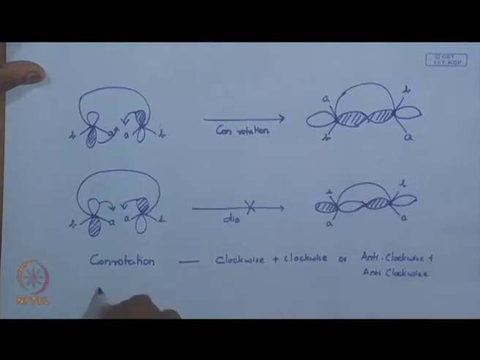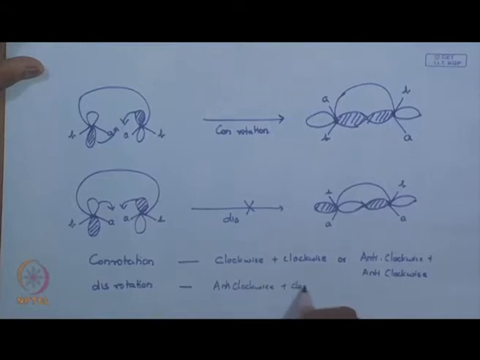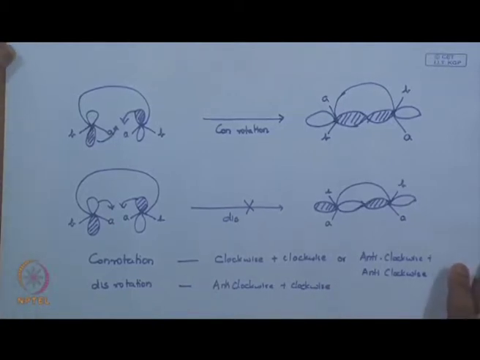And your disrotation is nothing but it can be anti-clockwise plus clockwise, or it can be vice versa. Fine. So, this is the stereochemistry of electrocyclic reaction.